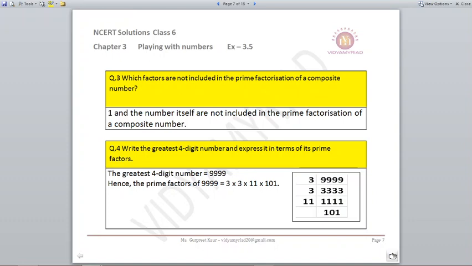The largest 4-digit number is 9999 and we will solve it. It will not go on 2. So we will start with 3. 9999 divided by 3, you get 3333. Again it will divide by 3, you get 1111 and of course it will be divided by 11. It will not go on any other number. So the prime factors of 9999 or the greatest 4-digit number is 3 into 3 into 11 into 101.